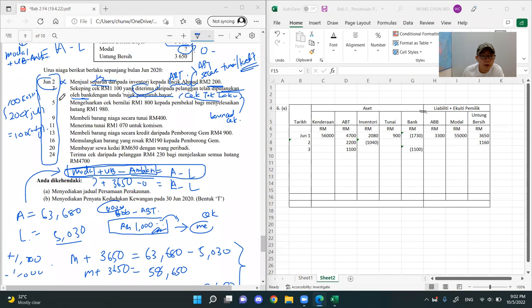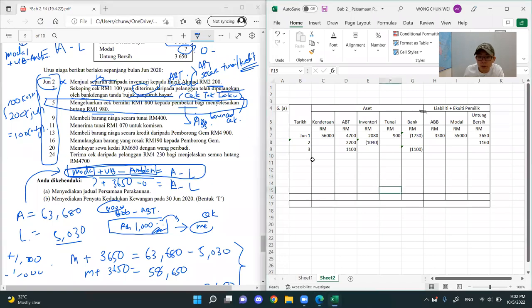So now we move on to 5. Mengeluarkan cek bernilai 1,800 kepada pembekal bagi menyelesaikan hutang. Okay, this one. Mengeluarkan cek, meaning you write cek. Now you bayar kepada your pembekal. Your pembekal here ialah kamu punya ABB. Your account belum bayar. Alright, so you pay to your account belum bayar.